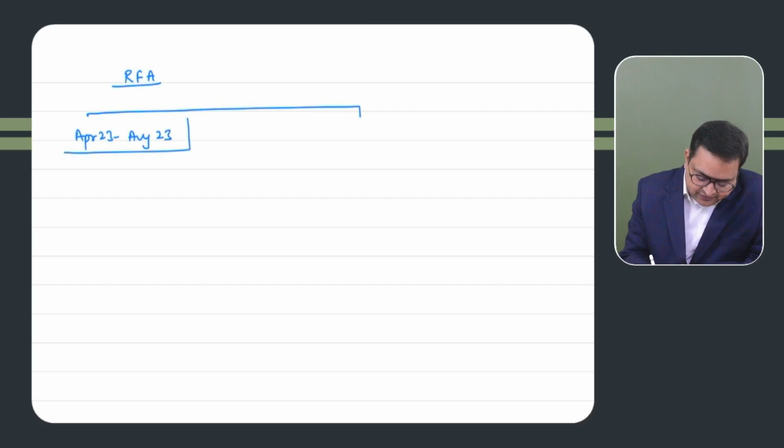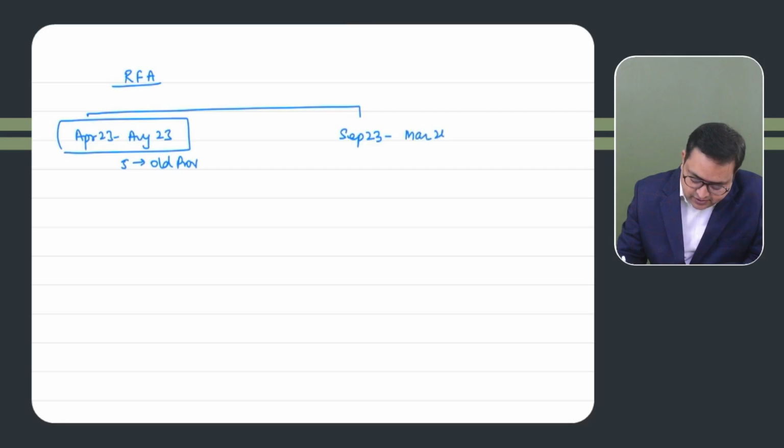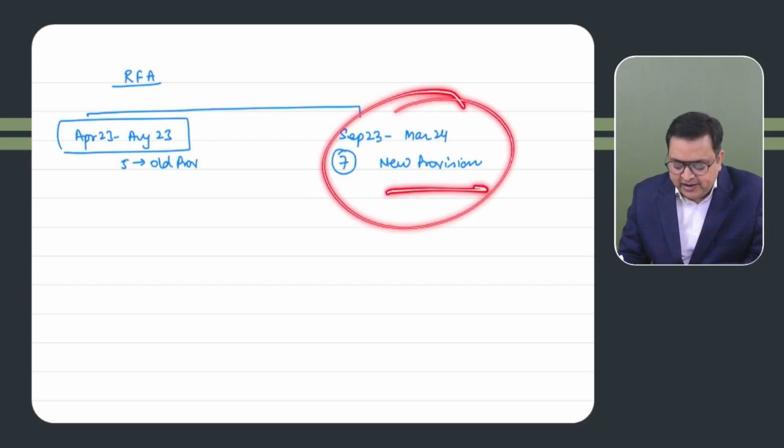23, these 5 months, April, May, June, July, August, you have to follow old provisions. The amendment applies from September onwards, so from September 2023 till March 24, for these 7 months, you have to apply the new provisions. Your examiner can give you in the question that rent-free accommodation is provided from September onwards or October onwards, anywhere in this period. There is no problem, because then we apply only the new provision.